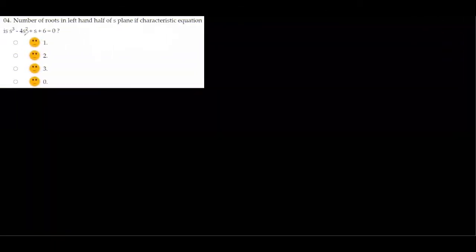Okay, next MCQ is: number of roots in left hand side of S plane if characteristic equation is S cube minus 4S square plus S plus 6 equal to 0. 1, 2, 3, and 0 options are given to us. So the characteristic equation given to us is S cube minus 4S square plus S plus 6.